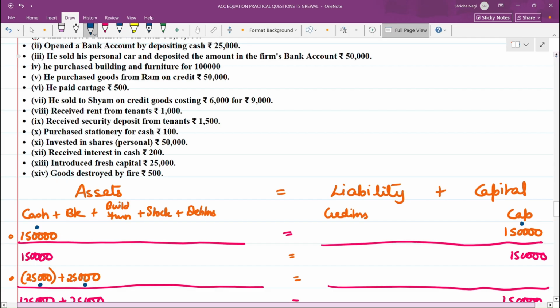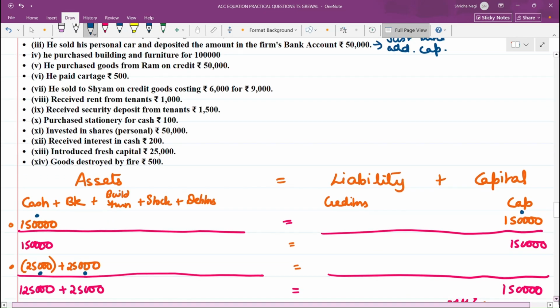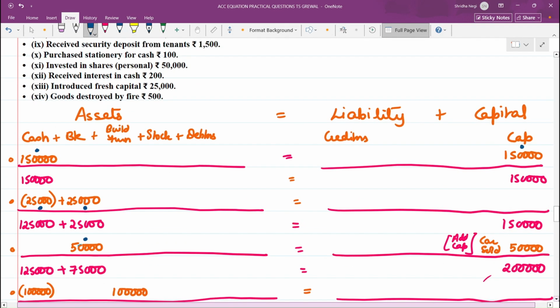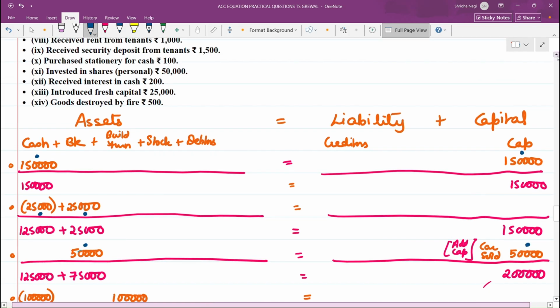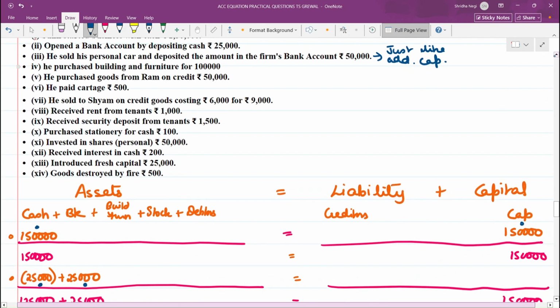Now the third one. He sold his personal car and deposited the amount in the firm's bank account. He sold his personal car and deposited the 50,000 received in the firm's bank account. So this is just like additional capital. It is just like when an owner brings additional capital. Same treatment. Since he deposited it in the bank, you will add it in the bank. 50,000 added in bank and 50,000 added to capital like additional capital. Understood? Now the fourth part.